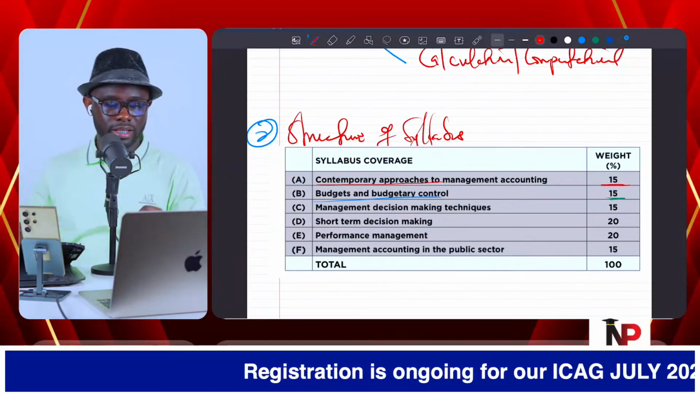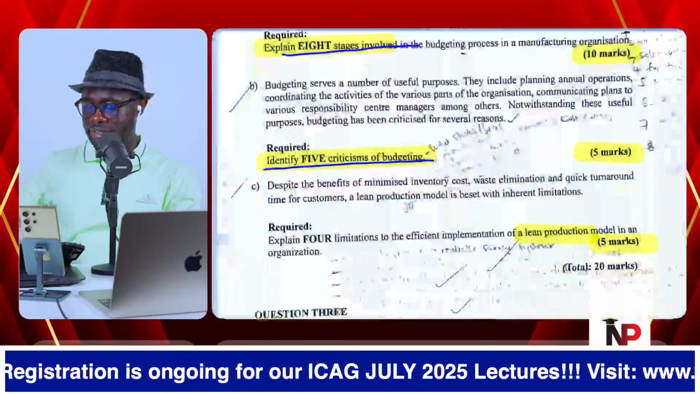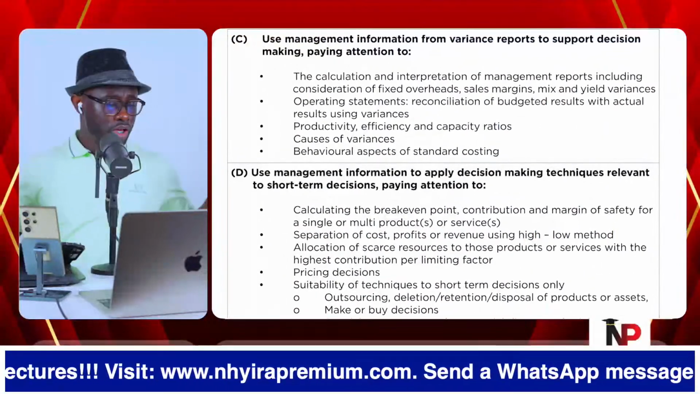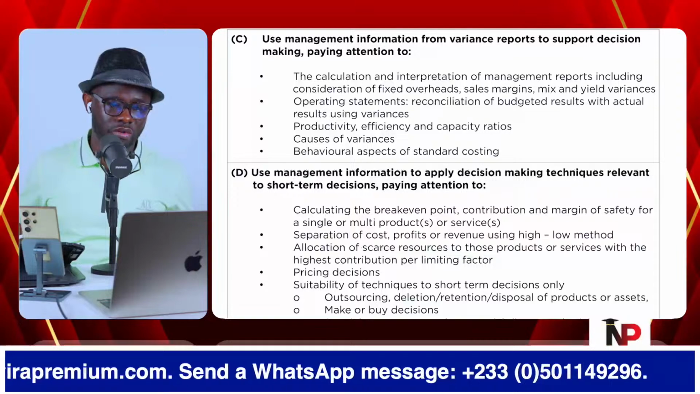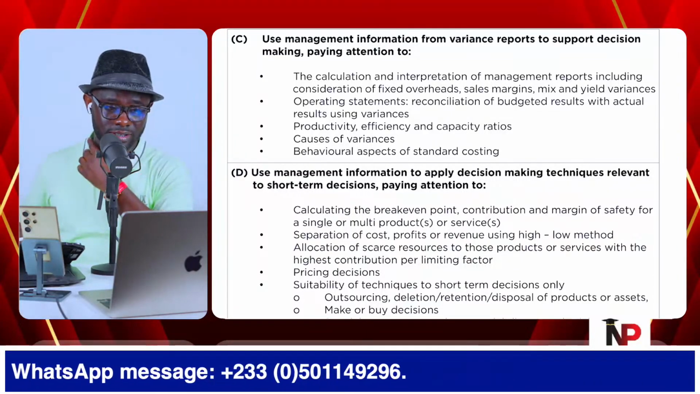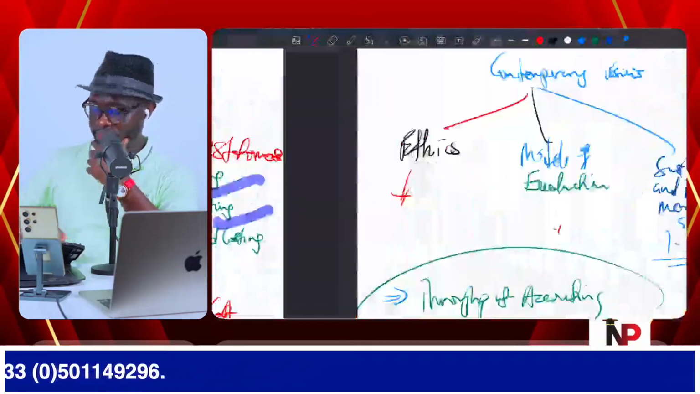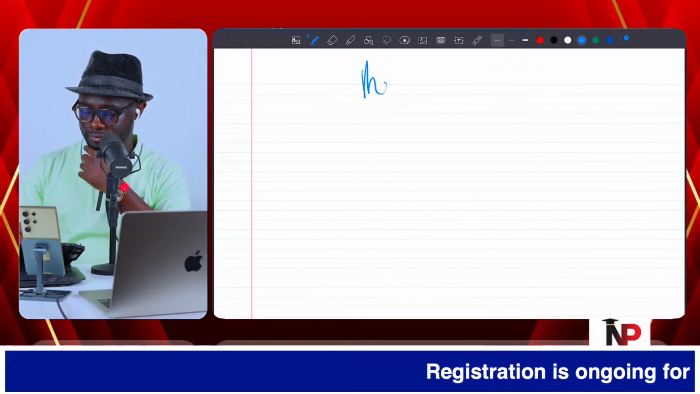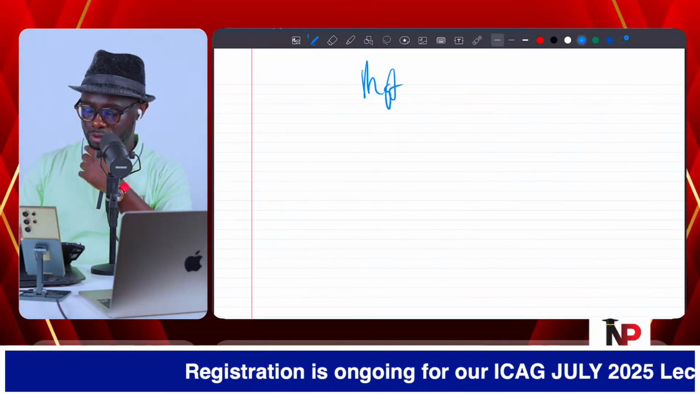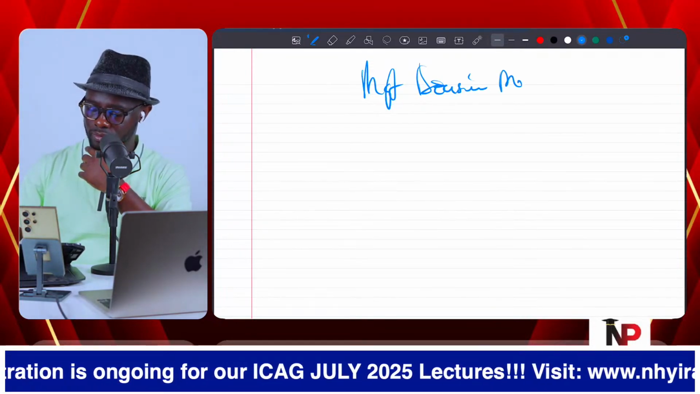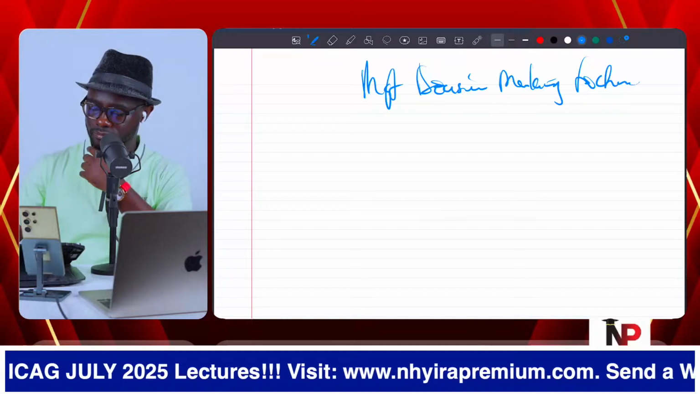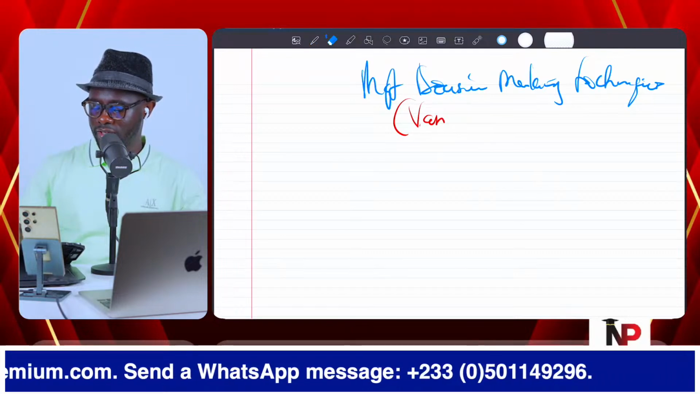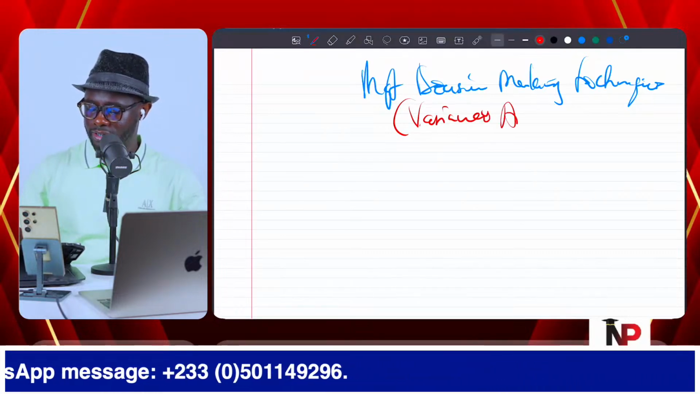Then we go to C, which is management decision-making techniques. Usually, this is where you are dealing with the issues in respect of your variance analysis. Management decision-making techniques. Technically, it's just dealing with variance analysis.